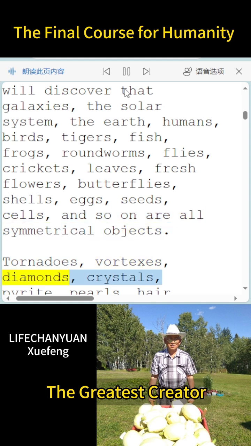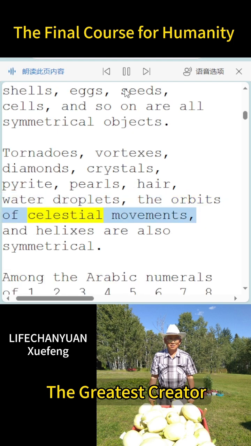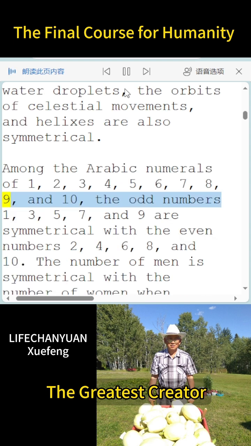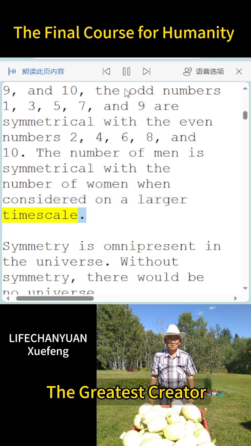Tornadoes, vortexes, diamonds, crystals, pyrite, pearls, hair, water droplets, the orbits of celestial movements, and helixes are also symmetrical. Among the Arabic numerals of 1, 2, 3, 4, 5, 6, 7, 8, 9, and 10, the odd numbers 1, 3, 5, 7, and 9 are symmetrical with the even numbers 2, 4, 6, 8, and 10. The number of men is symmetrical with the number of women when considered on a larger timescale. Symmetry is omnipresent in the universe. Without symmetry, there would be no universe.